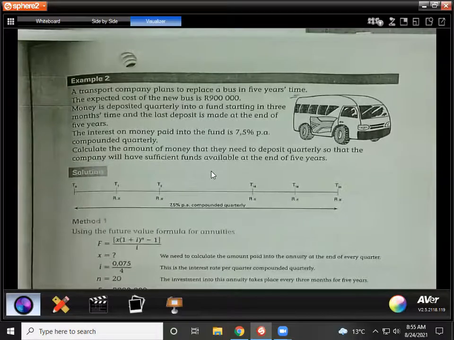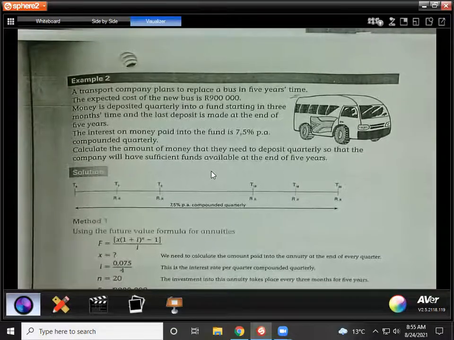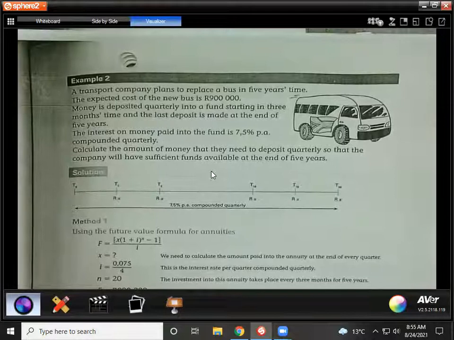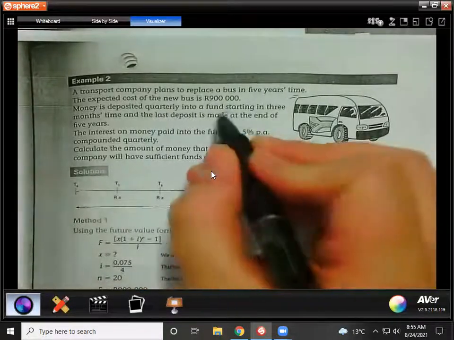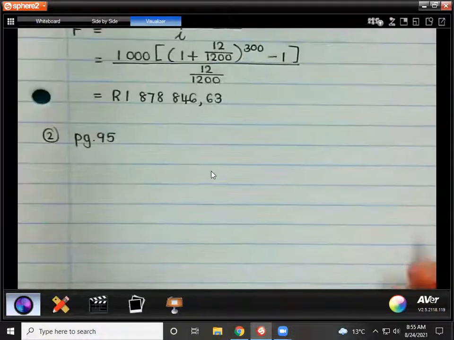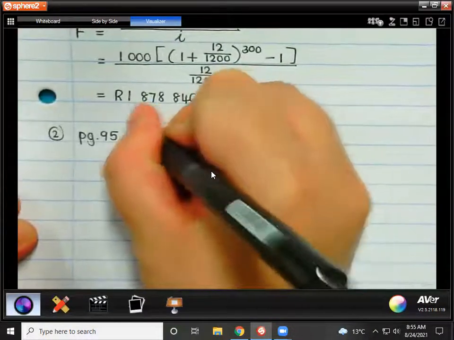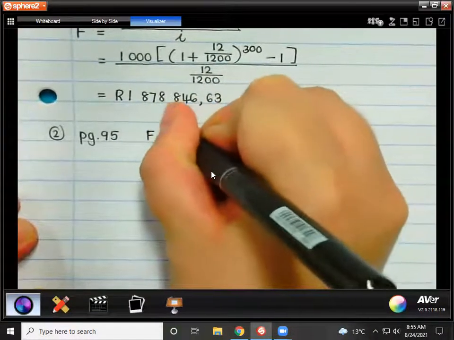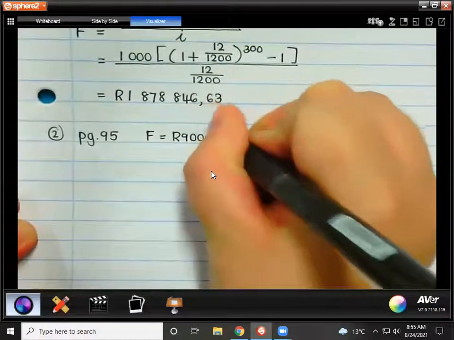All right, so we're working in quarters now, right? So four times a year. Calculate the amount of money that they need to deposit quarterly so that the company will have sufficient funds available at the end of 5 years. Okay, guys, what do we want the future value to be here? What does the company need to replace the bus in 5 years' time? 900,000. Okay, so the future value here is actually given. It is 900,000 Rand.